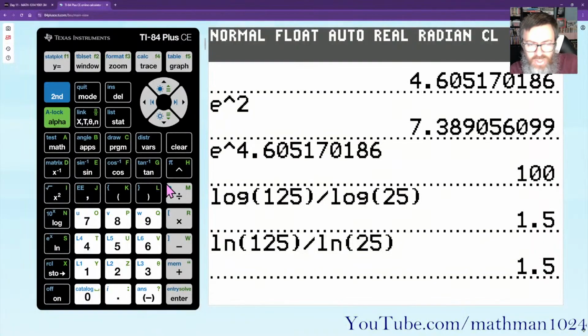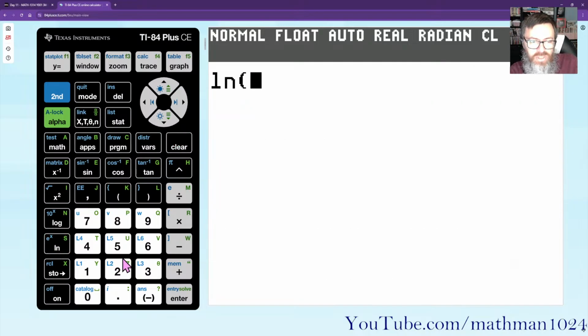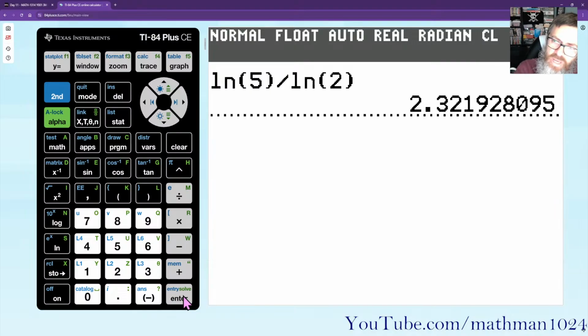using your parentheses correctly. So if I do the, let's clear this out, if I do the natural log of 5, I've got to make sure I close that off as soon as I'm done with that particular logarithm, divided by the natural log of 2. All right, so I get an answer that is approximately 2.3219 if I round to 4 decimal places.